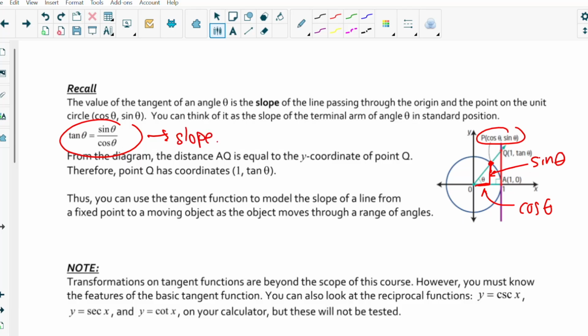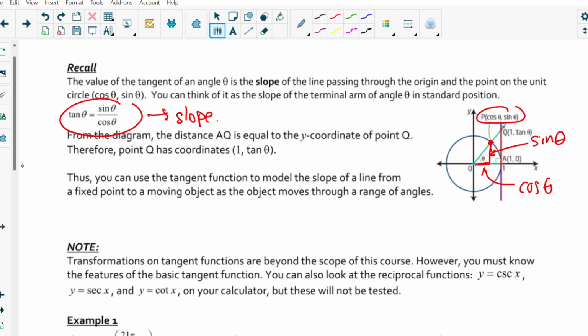From the diagram, the distance AQ is equal to the y coordinate of Q. Therefore, point Q has coordinates 1 and tangent of theta. Thus, you can use the tangent function to model the slope of a line from a fixed point to a moving object as the object moves through a range of angles.